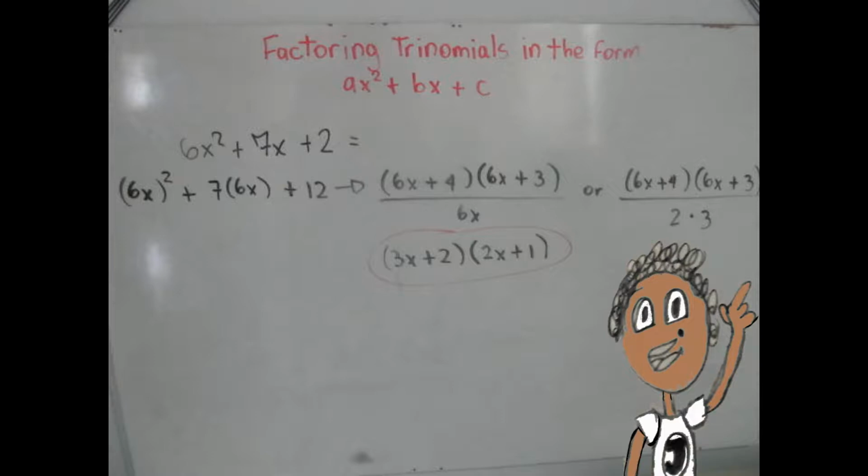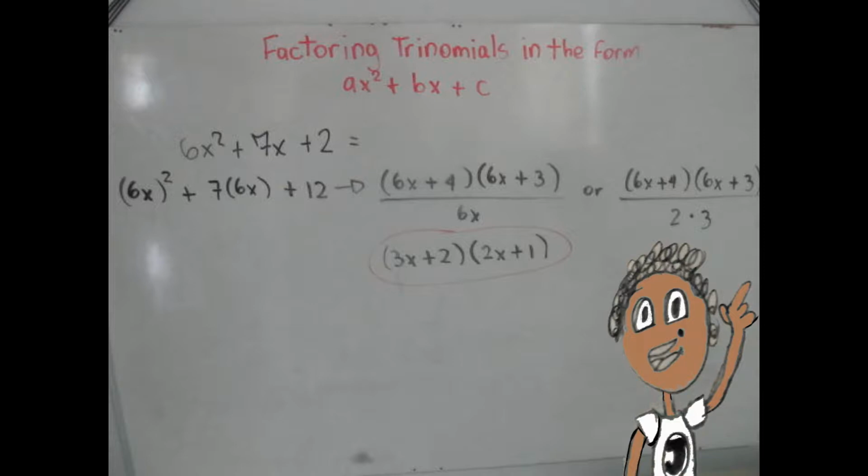So we can rewrite 6x squared like 6x, and all of that expression squared, or to the second power. So then we have 7 by 6x, and we multiply 6 by 2 and we get 12. Now we need to find two numbers that multiply to 12 and added give 7. In this case, those numbers are 4 and 3.